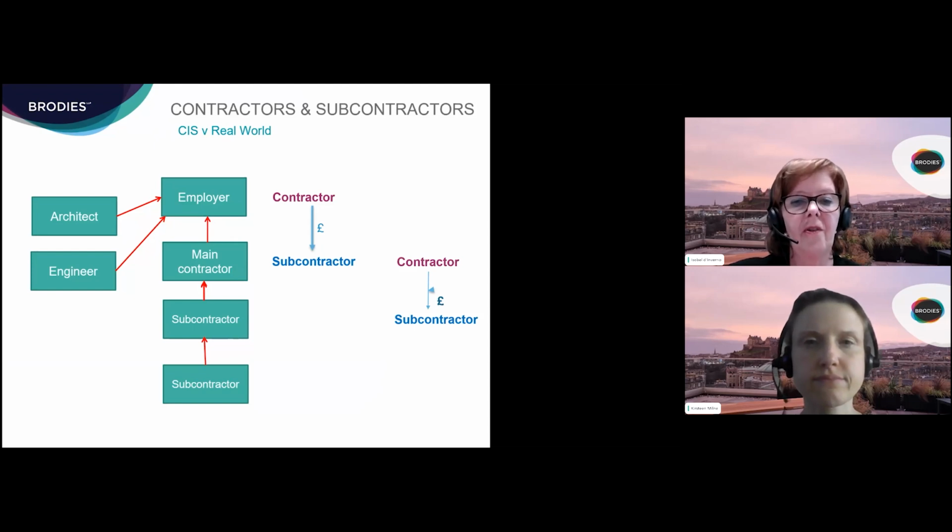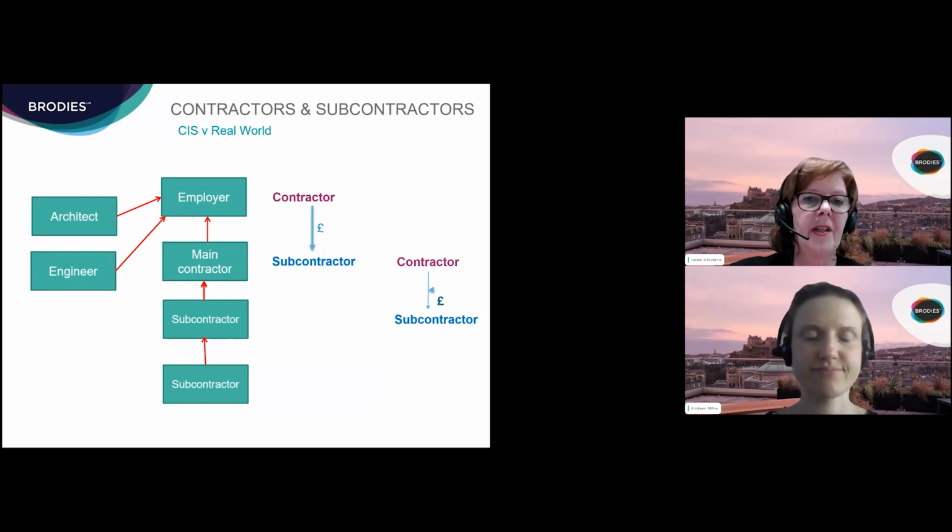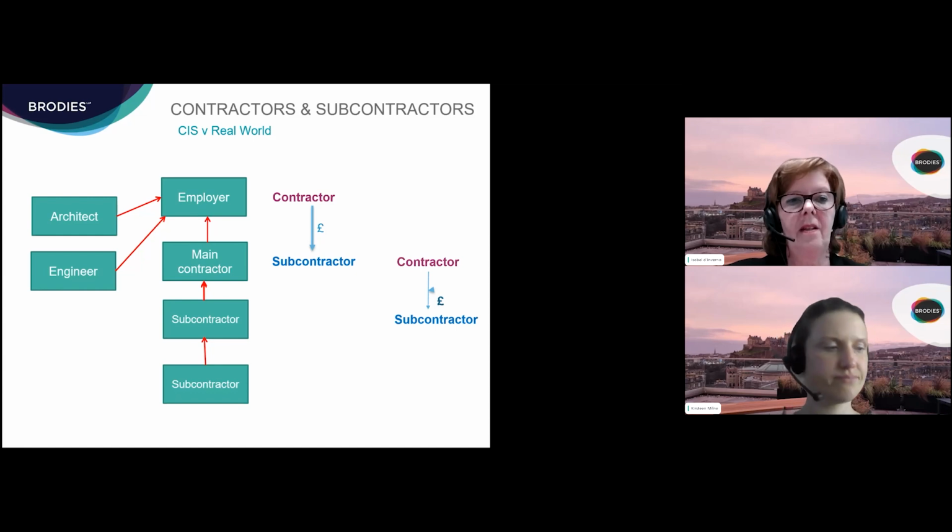So the main contractor in our picture is both a subcontractor and a contractor. And you can see why it's all as clear as mud, because the employer doesn't think of himself as a contractor at all, but for the CIS, that's what he is. So there's a degree of confusion here all the time in terms of what people are in the real world and what they are for CIS purposes.